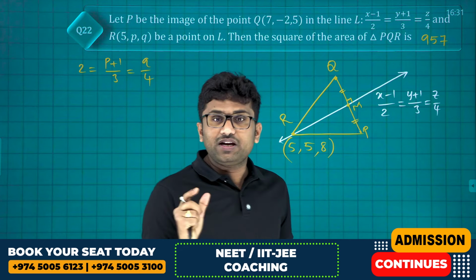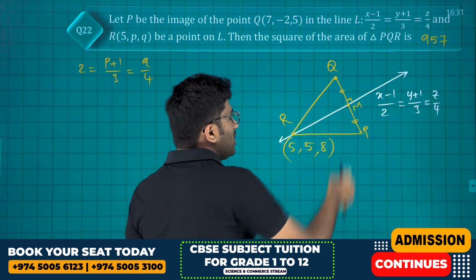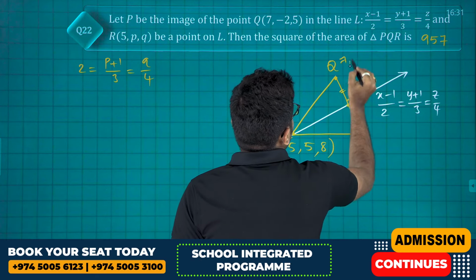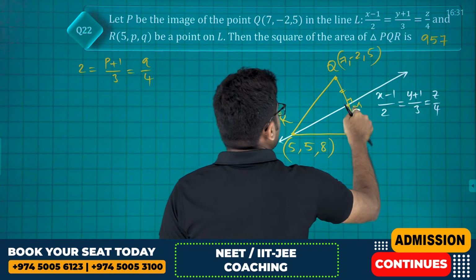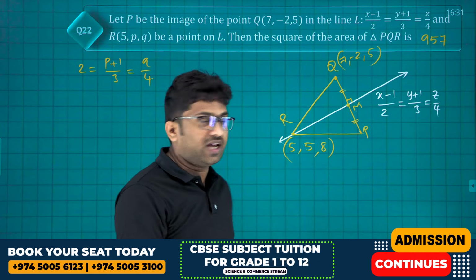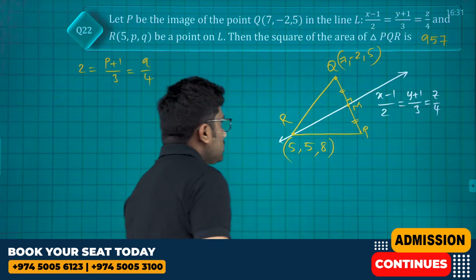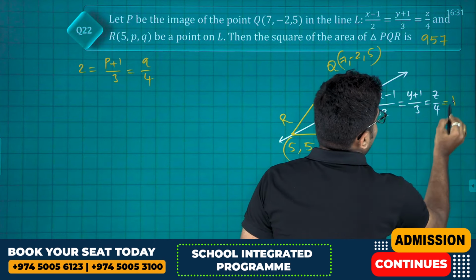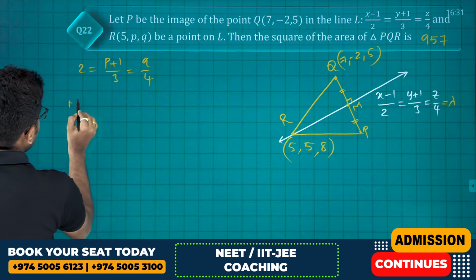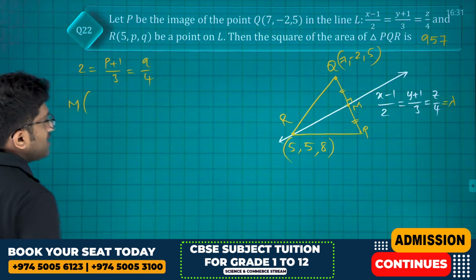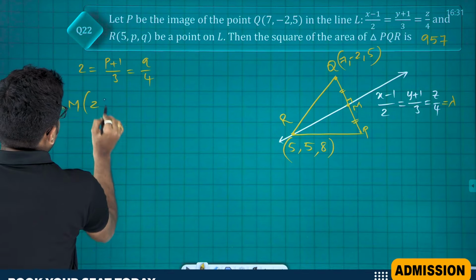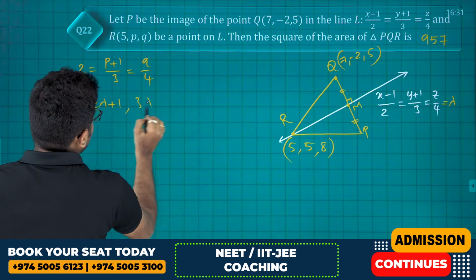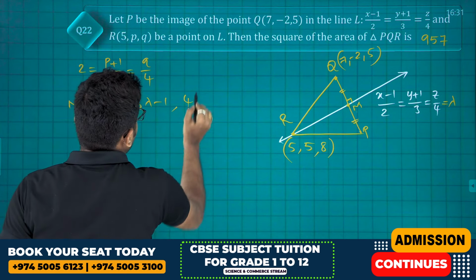Now the only thing that we need to get the area of the triangle is this M, friends. Q is already given: 7, -2, 5. Then we can get MQ, that is the base, and the height also. So we have to find the value of M now. For that, for some lambda, the coordinates of M will be 2 lambda plus 1, 3 lambda minus 1, 4 lambda.